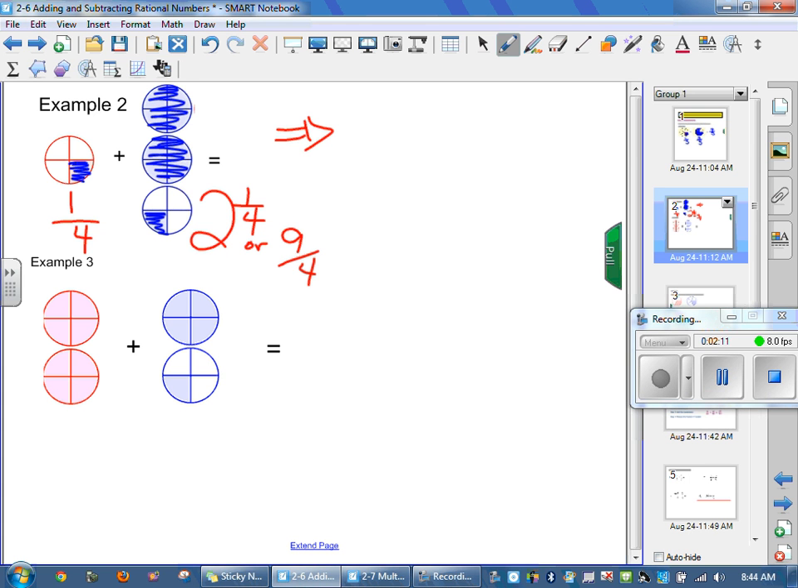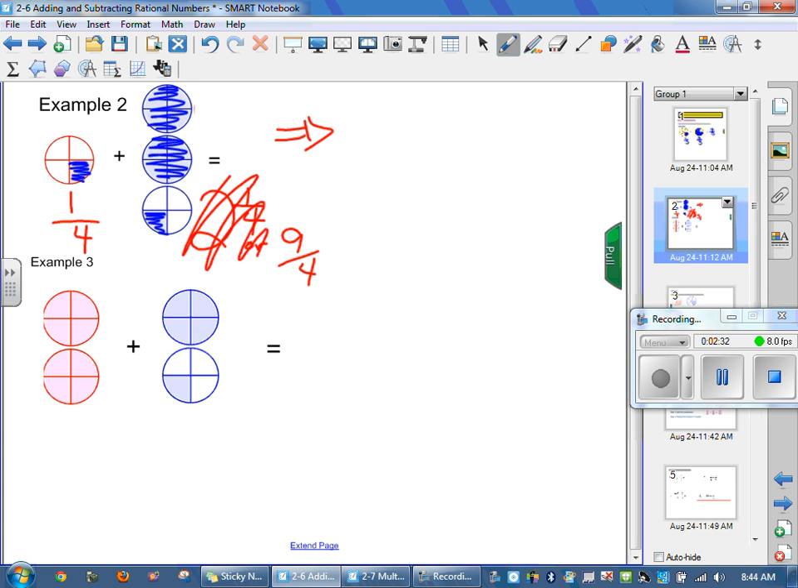Now, typically when we add, we like to change it to improper fractions, unless we can see the objects. We could actually see the objects. So we could add them with this mixed number, okay? But otherwise, we do not add fractions as mixed numbers, okay? We always have to change them to impropers first. So we're actually going to use the 9 over 4.